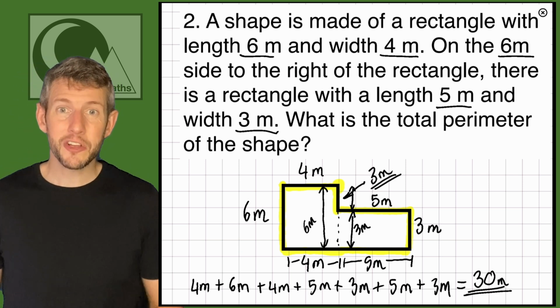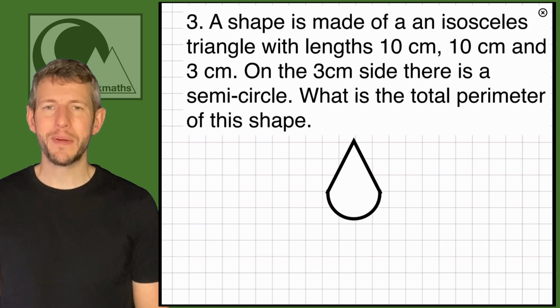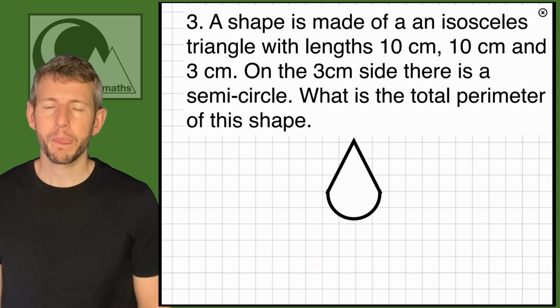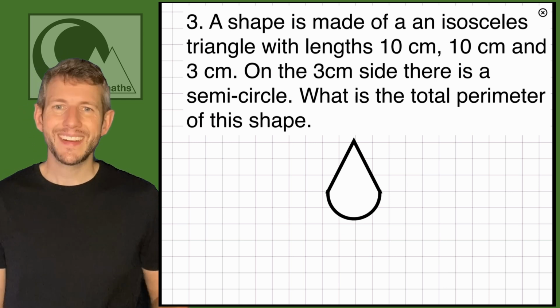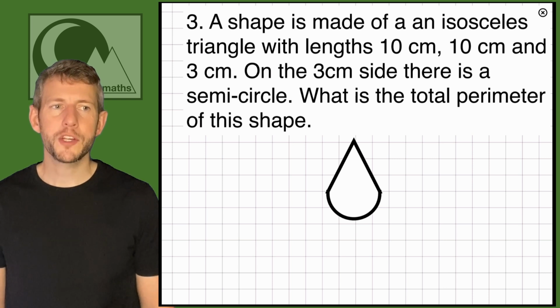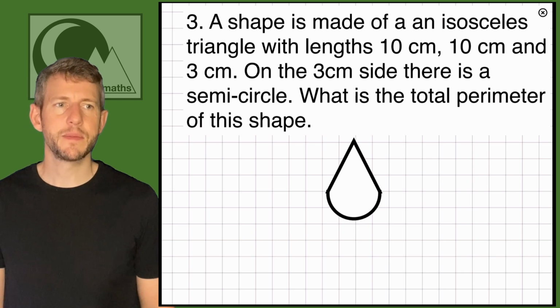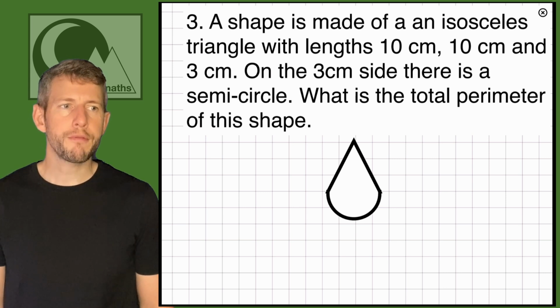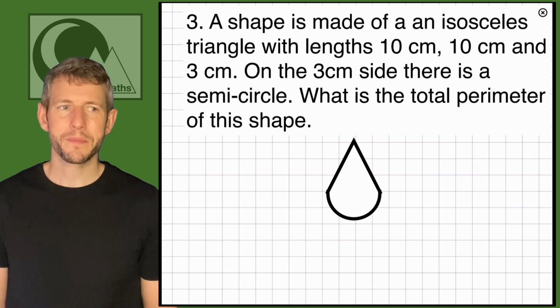Okay, great. Let's look at another example. Here we go. We've got another shape. This time it looks like it's made up of a triangle and a semicircle. But before we begin, let's just quickly read through the question. So here we go. We've got a shape is made of an isosceles triangle with lengths 10 centimetres, 10 centimetres and 3 centimetres. On the 3 centimetre side, there is a semicircle. What is the total perimeter of the shape?